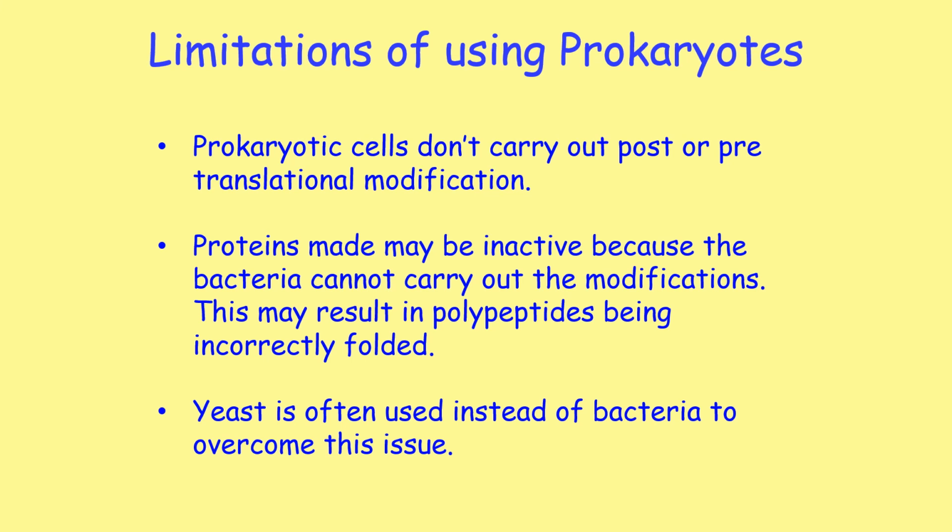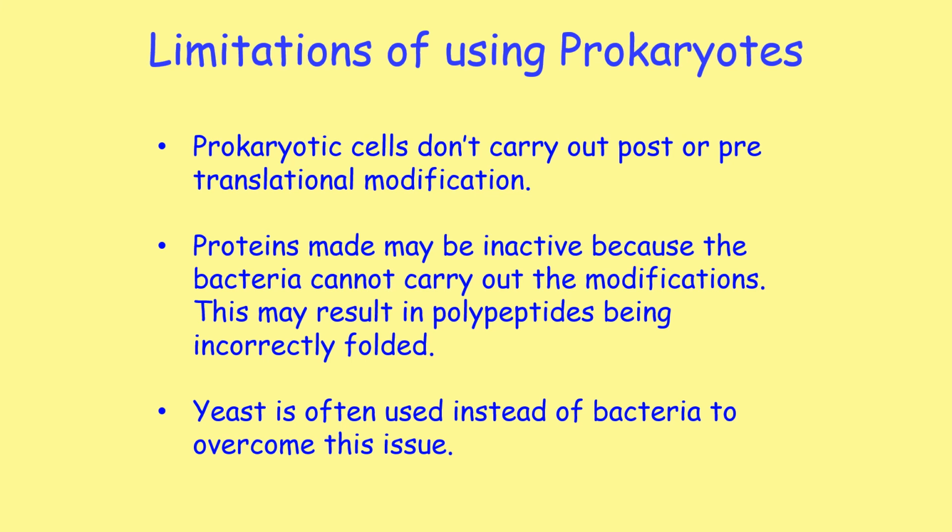So the next thing we're going to look at is what we actually transform. Unfortunately, using prokaryotic cells like bacteria also has limitations. Our prokaryotic cells don't carry out what are called post or pre-translational modification. When a gene is expressed, remember the gene undergoes transcription and translation. So that gene is first transcribed into messenger RNA, and then that messenger RNA will translate into a polypeptide chain. A polypeptide chain is not a functional protein.